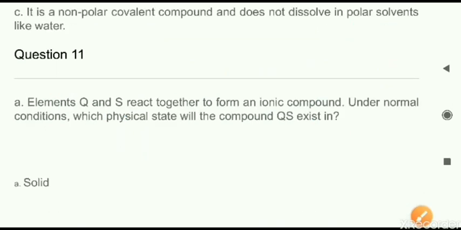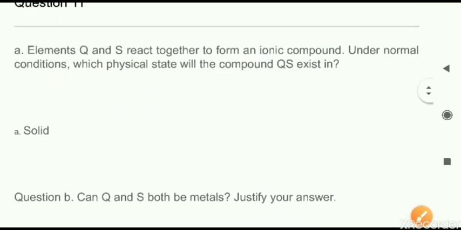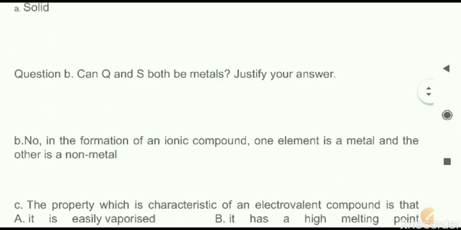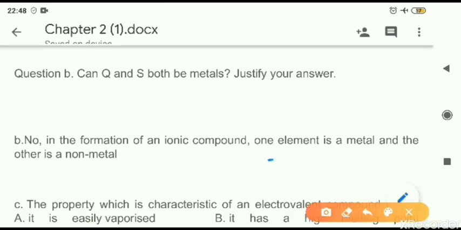Let us now come to question number 11. Elements Q and S react together to form an ionic compound. Under normal conditions, in which physical state will they exist? Ionic compounds are generally solids. Next, can Q and S both be metals? In part A they have told us an ionic bond is formed, so they cannot both be metals. If an ionic compound is there, one element is a metal and the other is a non-metal.